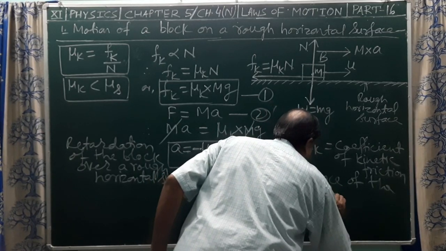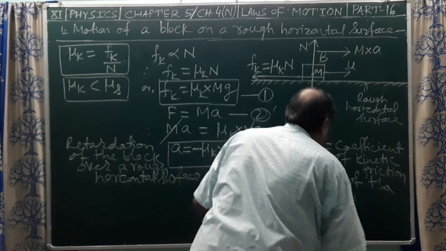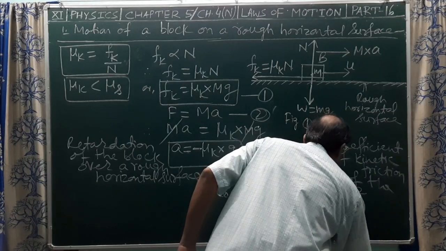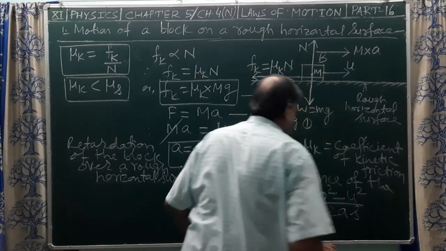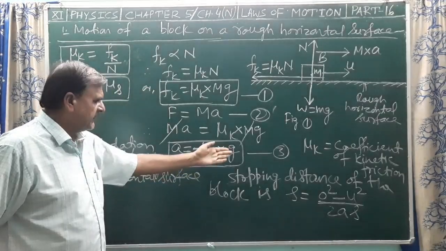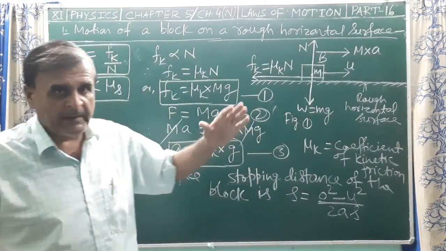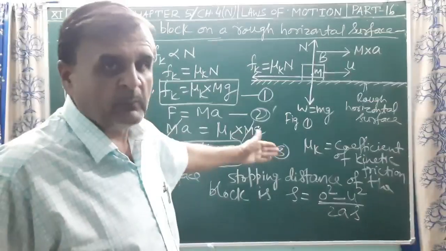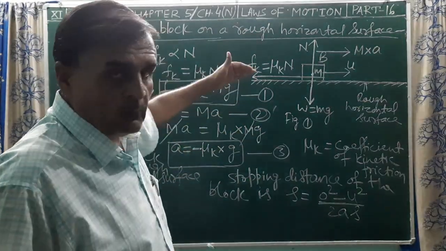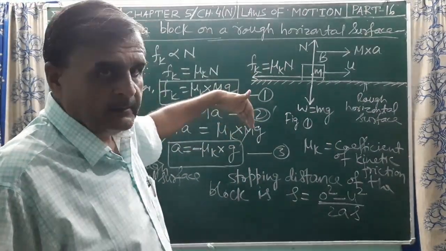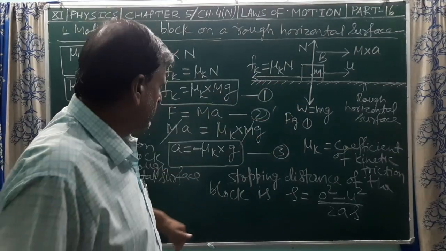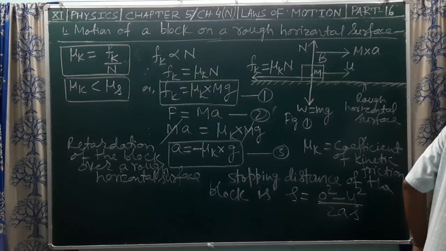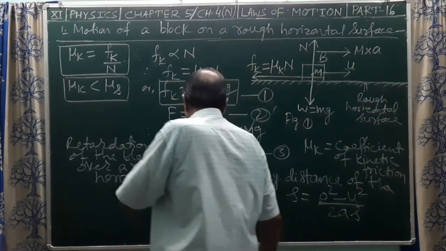Here the final velocity of the block is 0, so v is equal to 0. Putting v is equal to 0, minus u square, where u is the initial velocity of the block, upon 2a. a is the retardation of the block, which we have already obtained in equation number 3. Retardation of the block moving over a rough horizontal surface is a is equal to minus mu k g. यह रिटार्डेशन का फॉर्मूला है. जब कोई ऑब्जेक्ट, कोई ब्लॉक मूव करता है रफ होरिजेंटल सरफेस पर, तो रिटार्डेशन का फॉर्मूला a इक्वल टू माइनस mu k g. Very useful formula.